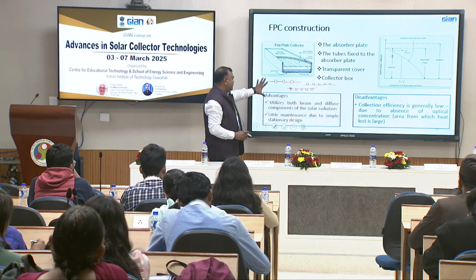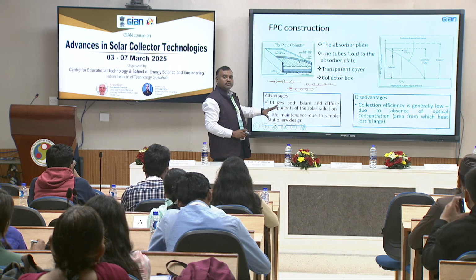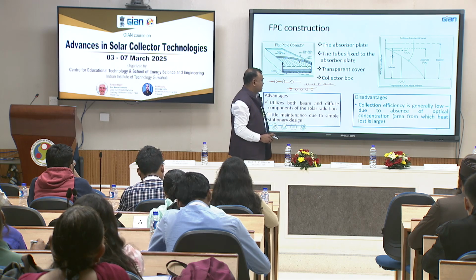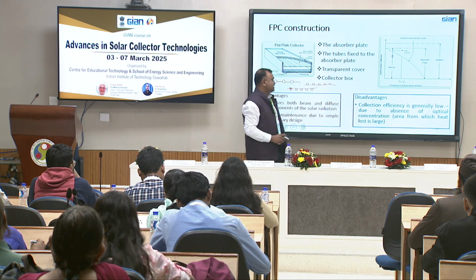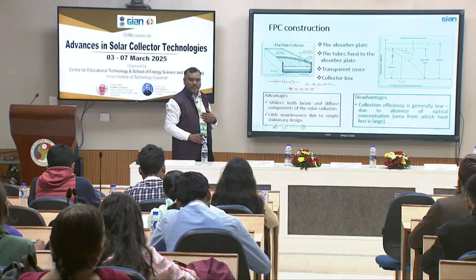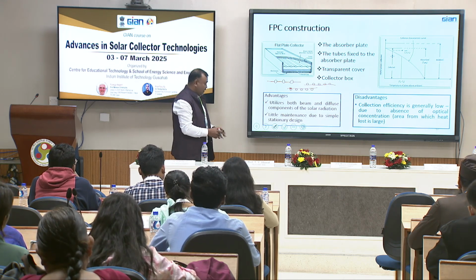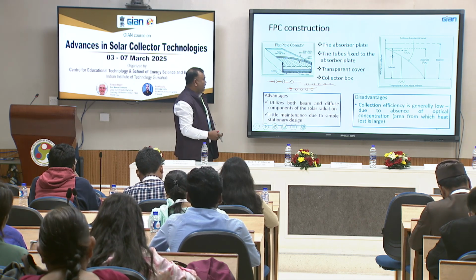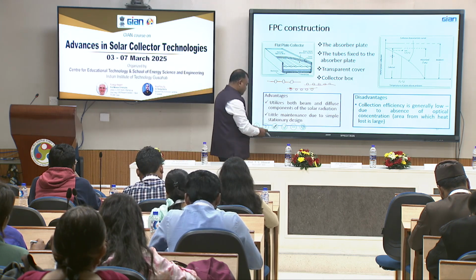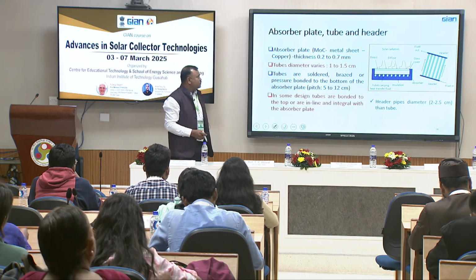And what advantage we are getting here? We are actually utilizing both beam as well as diffuse component of solar radiation, okay, and only very limited maintenance is required, and disadvantage is collection efficiency is low due to the absence of optical concentrator. So, based on our requirement we can select what technology will be best, and of course, we can augment its performance by doing something. Okay. So, this is about the absorber plate.